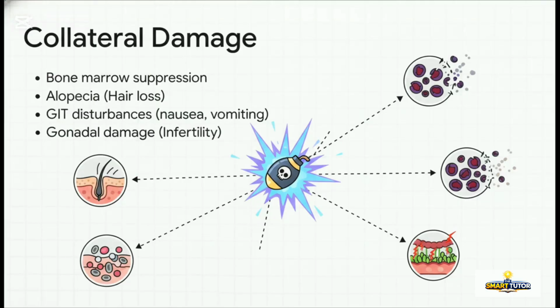See, cancer cells aren't the only rapidly dividing cells in our bodies. So are the cells in our bone marrow, in our hair follicles, and in the lining of our stomach and intestines. The problem is, chemotherapy can't always tell the difference between a cancer cell and a healthy, fast-growing cell. This leads to that collateral damage, things like bone marrow suppression, hair loss, and nausea. It's the really difficult trade-off at the heart of this entire treatment.